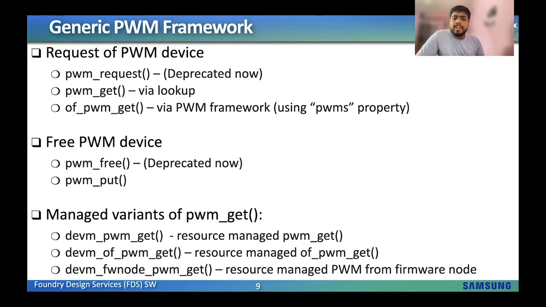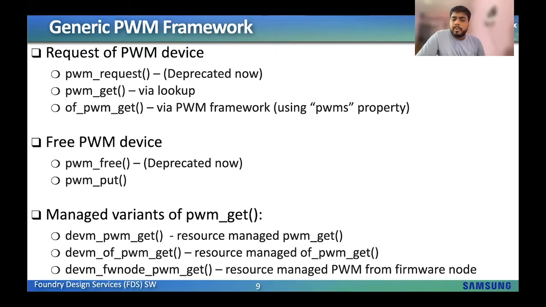Now again, there are a few other variants of pwm_get. Based on our use cases or our management of the PWM device, we have a few variants of pwm_get. One of those variants is devm_pwm_get. It is a resource managed version of pwm_get. By resource managed, I mean that if we request and get the PWM device, then when driver detachment happens after use, devm_pwm_get will automatically release the device. We don't need to explicitly call a free function like pwm_put or pwm_free. That's the difference between devm_pwm_get and pwm_get.